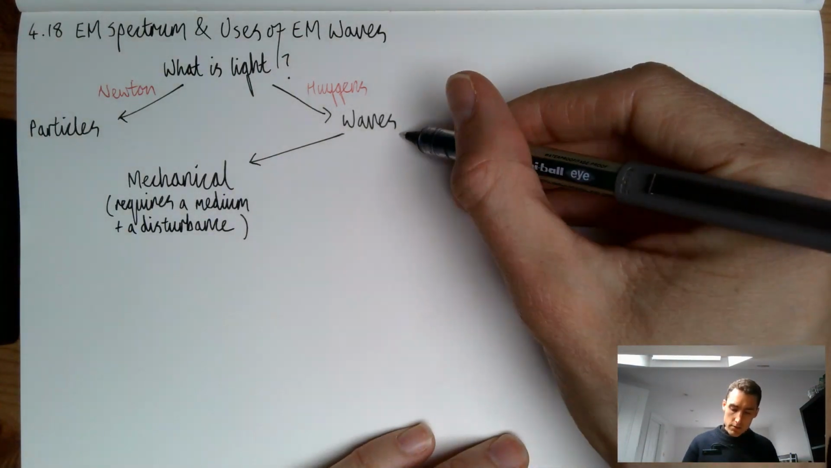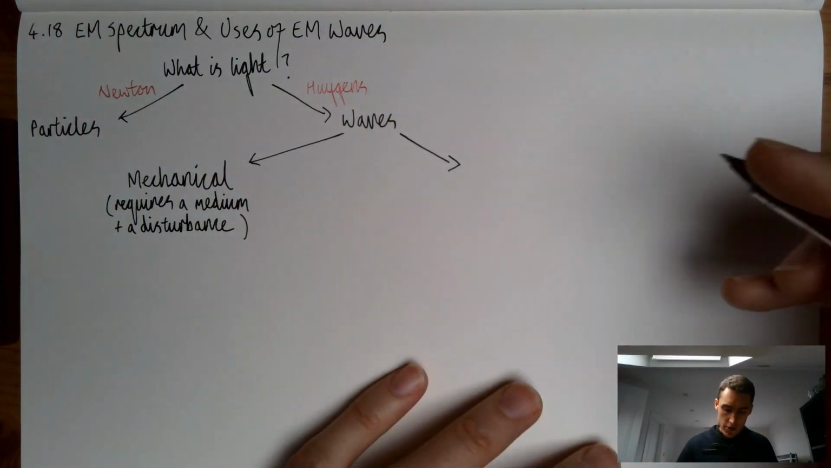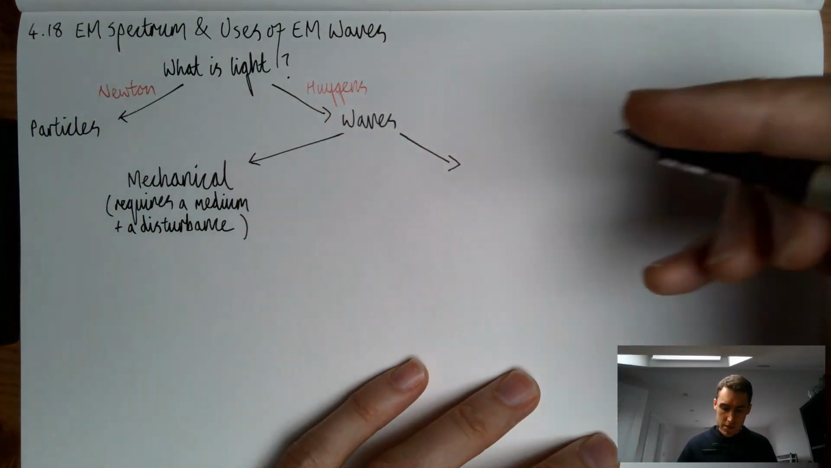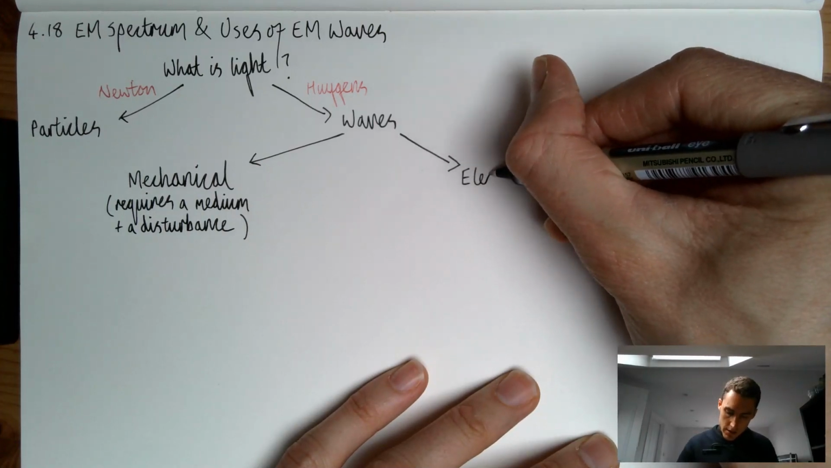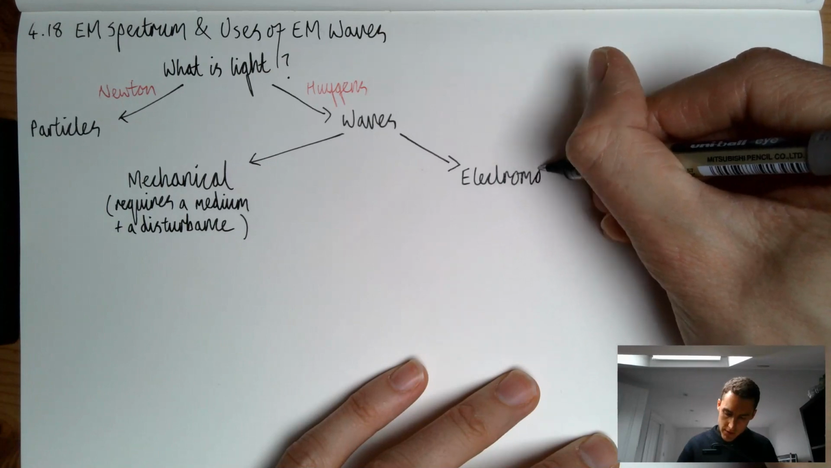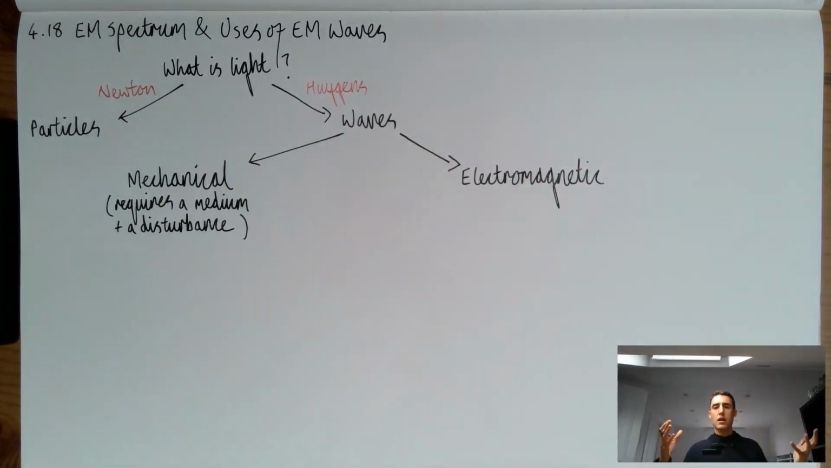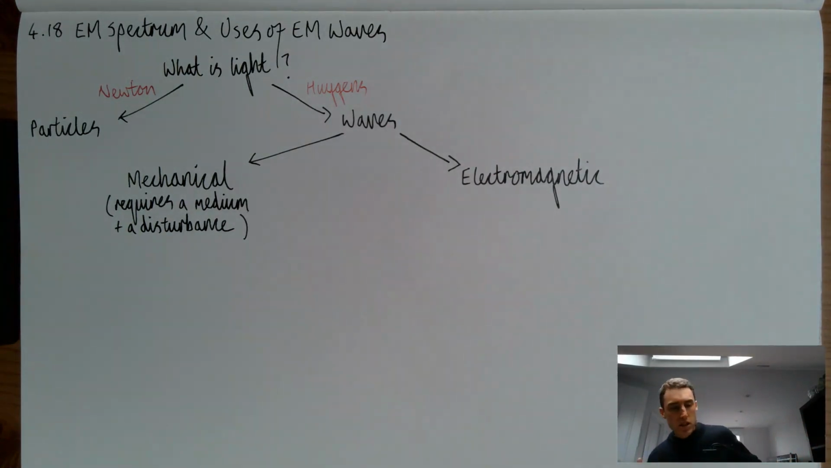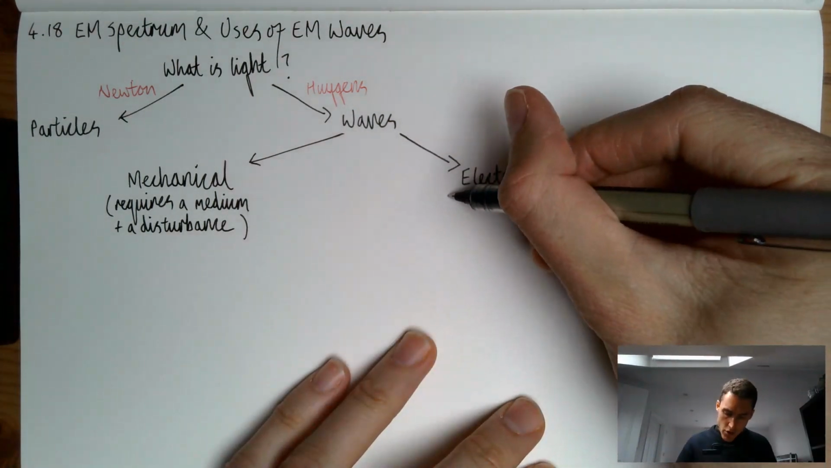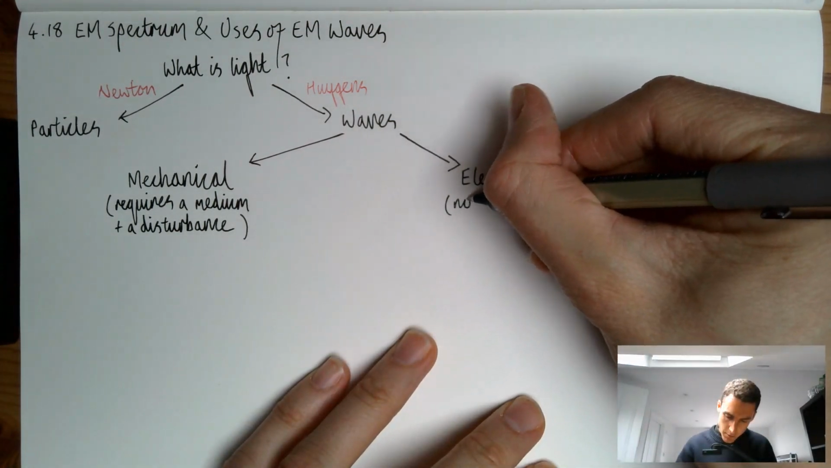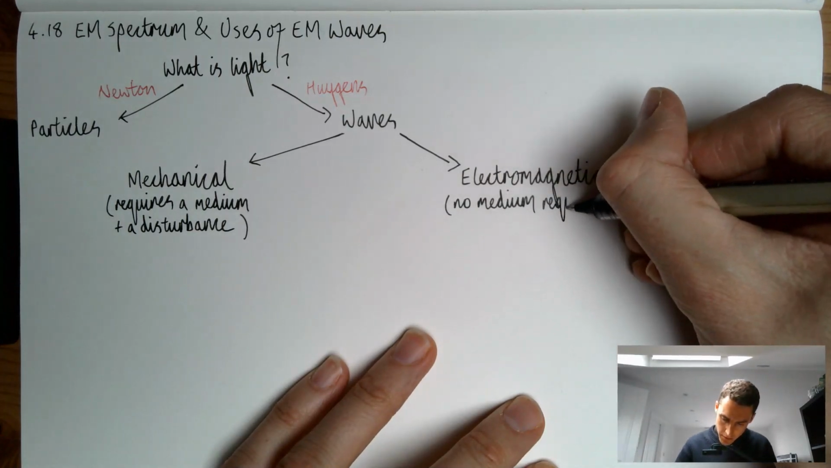And where science got to in the second half of the 1800s, and what it developed in the early 1900s, was this idea that actually there was another type of wave. Now, we're not going to go into loads of detail about this because, again, this is a year 7 scheme, but it frames nicely what they will study later on. So this second type of wave is called electromagnetic waves. Now, these do not require a medium. So I'm going to put: no medium required.